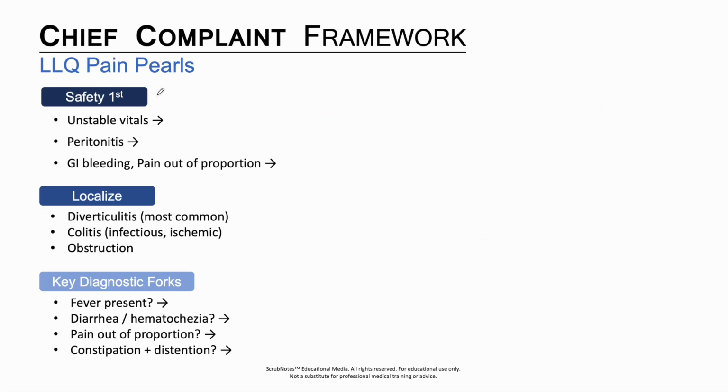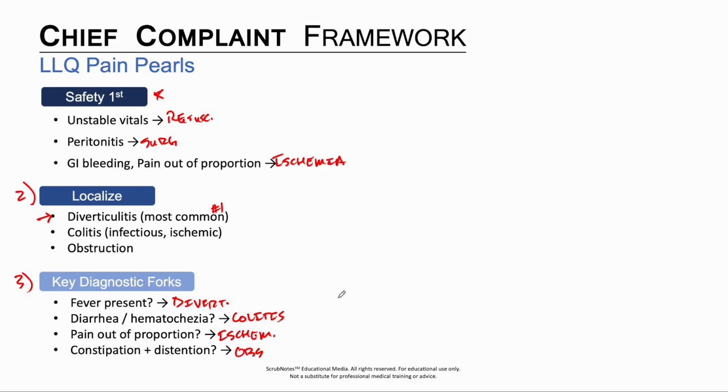Okay, so don't forget our lower left quadrant pain approach is safety first. If the patient's not stable, then work to stabilize them. If there's peritonitis, that's a surgical referral. If there's blood or severe pain, think ischemia. Then you want to localize the pain. So in lower left quadrant, be thinking about the colon first. Then use pattern to help you narrow. So if there's fever, you'd suspect diverticulitis. If there's bloody diarrhea, that's more indicative of colitis. And if pain's out of proportion, then that's more indicative of ischemia. If there's constipation, be checking for an obstruction.